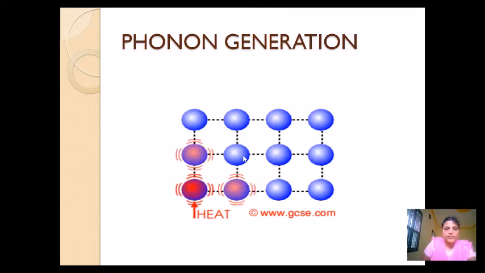The next one is phonon generation. Phonon means quantization of lattice vibrations, otherwise called phonons. Actually, when we increase the temperature given to a particular semiconductor, the electrons vibrate about their mean positions, and when the electrons vibrate, the vibrations are liberated as heat waves, and these are otherwise called phonons.